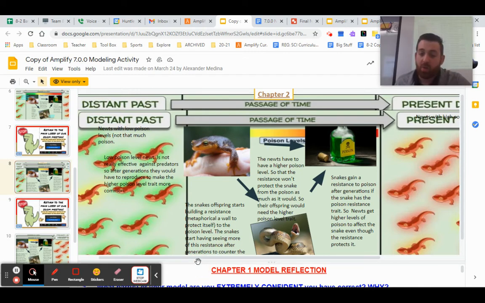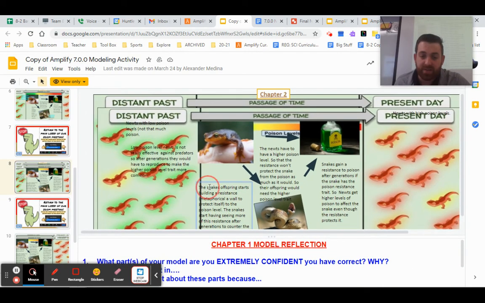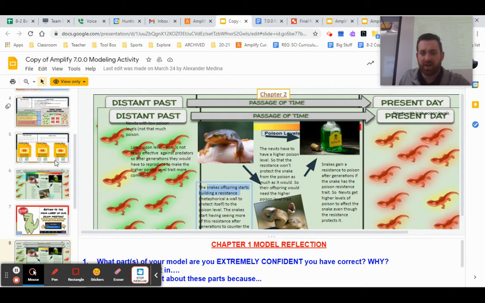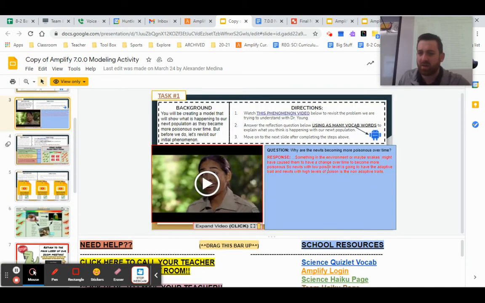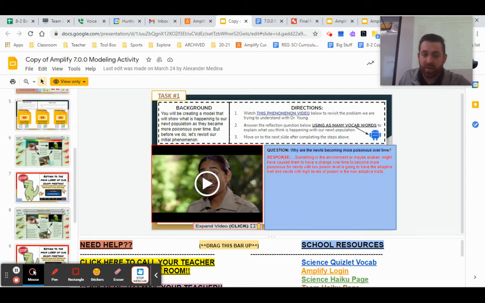The other thing is, if I go in here and I read this, you notice it says the snake's offspring. Well, offspring means babies. There's babies being made. There's offspring and new generations being created. Well, that idea wasn't here. So their idea of why the newts are changing doesn't match their model.